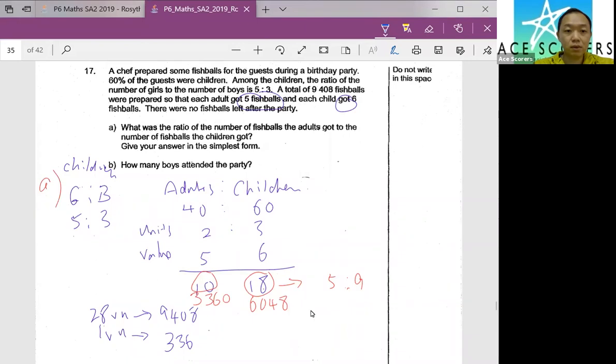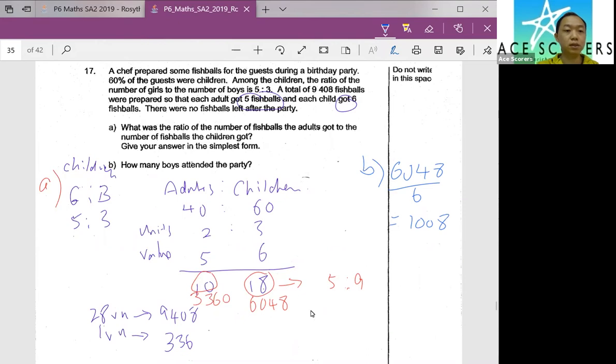Okay, I'm just going to do part B here. So part B, how many boys attended the party? So number of children, 60%. Okay, so I know that the ratio, okay, I need to find the number of children. So because each child got 6 and there's a total of 6,048, I take 6,048 divided by 6. I'm gonna get 1,008. So 1,008 fish balls. No, sorry, it's 1,008 children.